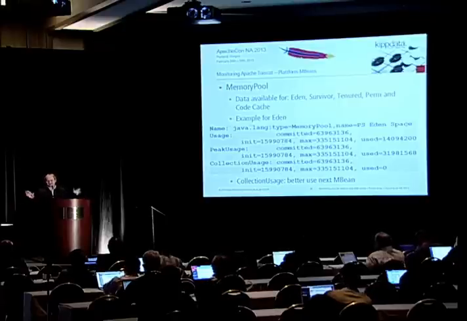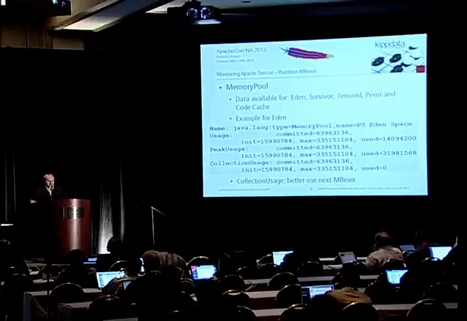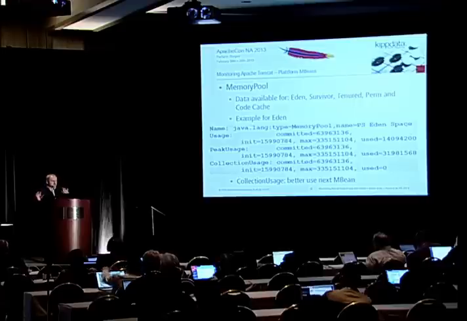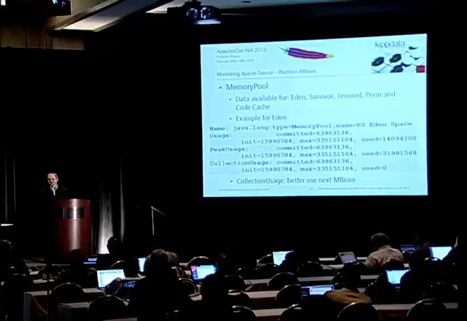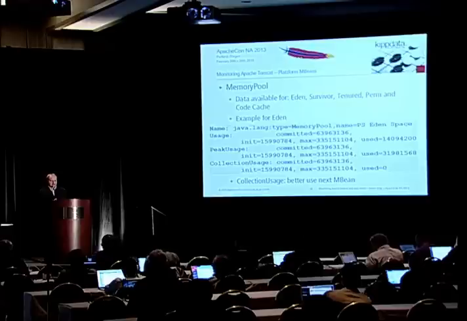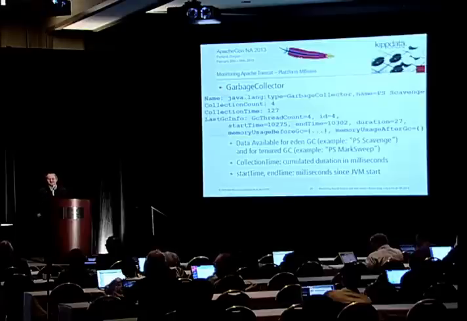So again, it's not a talk about Java memory and garbage collection tuning, but you might have heard the terminology. There is an Eden space, survivor spaces, tenured, permanent, and each of those spaces has one memory pool MBean. This MBean you can use to track the usage and the peak usage. It also has information about the usage after the last garbage collection. It's the collection usage item, the last in the list, but for this you would better use the next MBean.